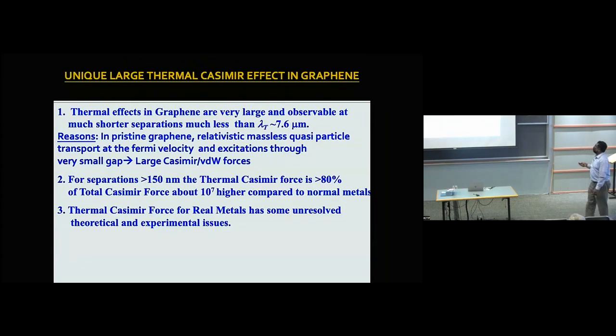The thermal effects in graphene are very large and can be observed even at very small separations, because normally in metals you have to go to very large separation to observe thermal effects, particularly if you use the plasma model. The reason is that in pristine graphene you have zero band gap, so small thermal temperatures can excite these quasi-particles, which are relativistic and massless. So you have large fluctuations and large thermal effects in graphene, a factor of 10 to the 7 higher. So you can measure these thermal effects in graphene, which makes it interesting in and of itself.